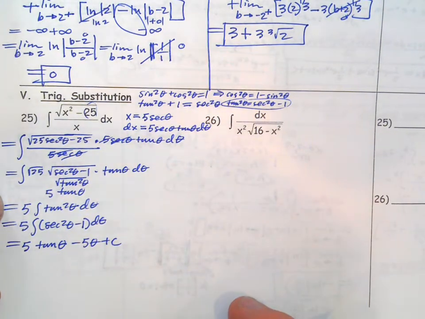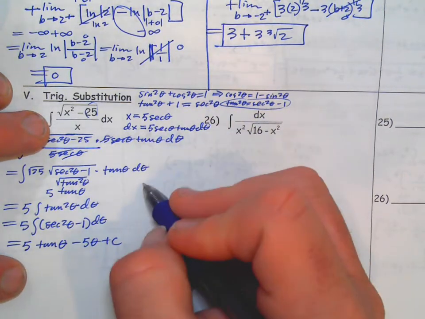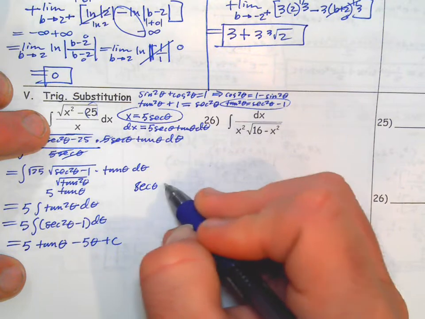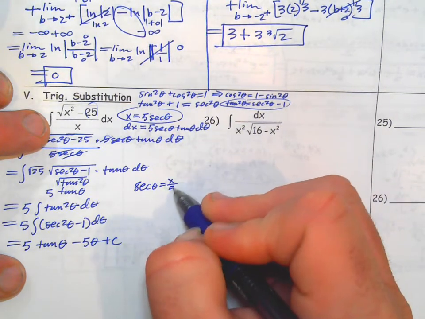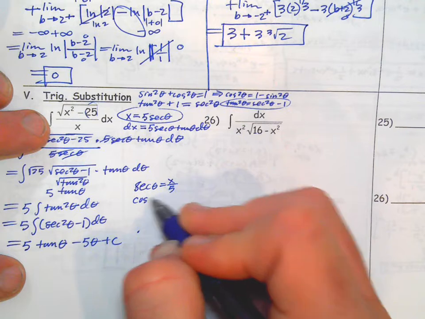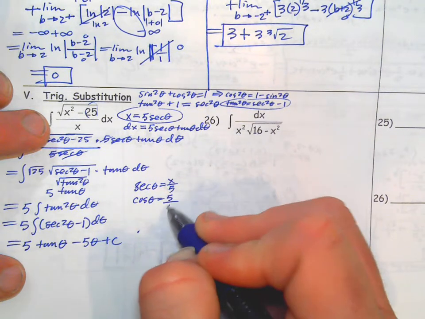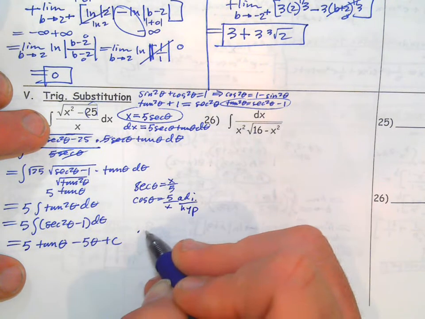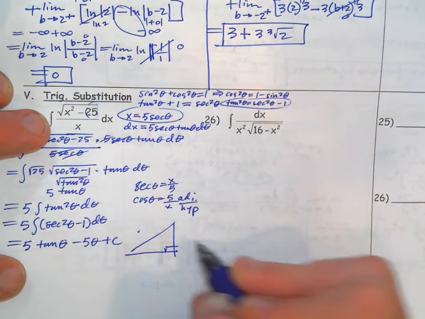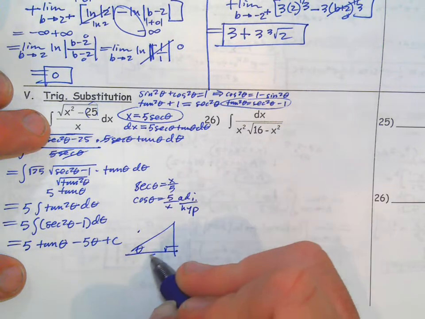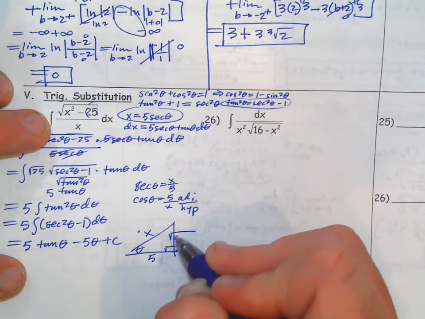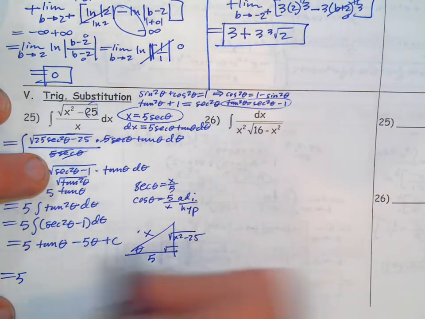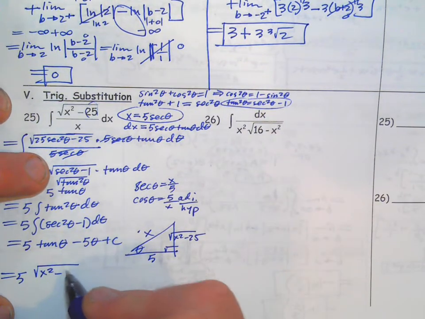We do need to get it back into terms of x. So that's where we use the original U-Substitution definition that we used. I would say, okay, well, that's the same as cosine equals 5 over x, which is adjacent over hypotenuse. Draw a little triangle, theta, adjacent's 5, hypotenuse is x. This is going to be x squared minus 25. So tangent is opposite over adjacent.